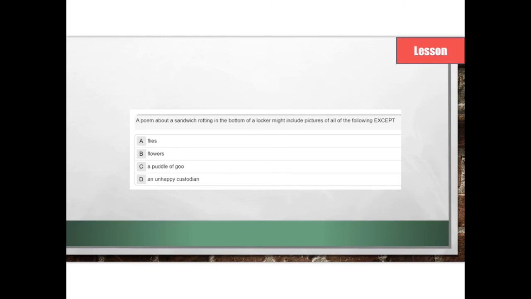Let's see what you would pick. A poem about a sandwich rotting in the bottom of a locker might include pictures of all of the following except flies, flowers, a puddle of goo, an unhappy custodian. Make your choice. If you said flowers would be the one that doesn't fit, I would agree with you. Well done.